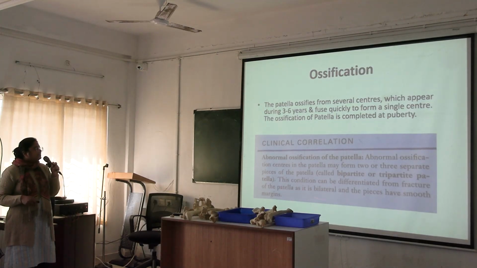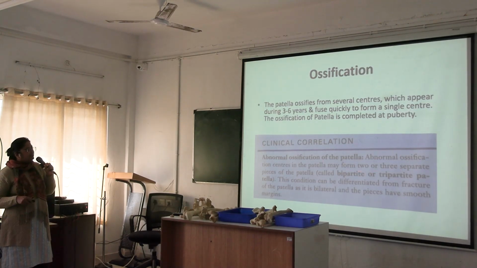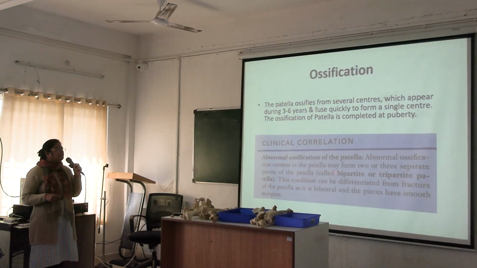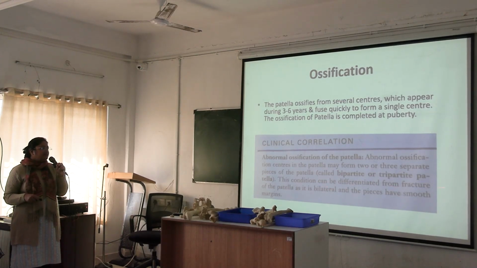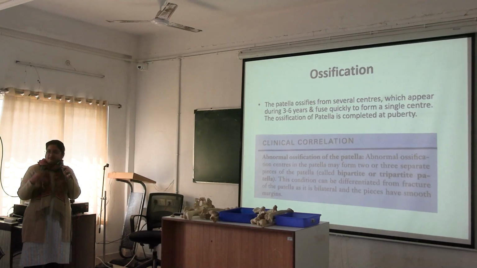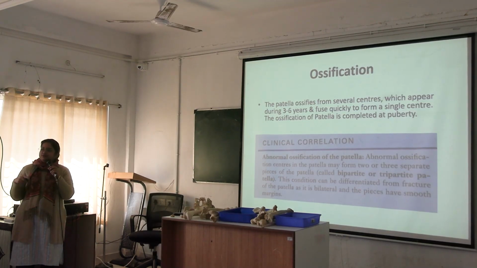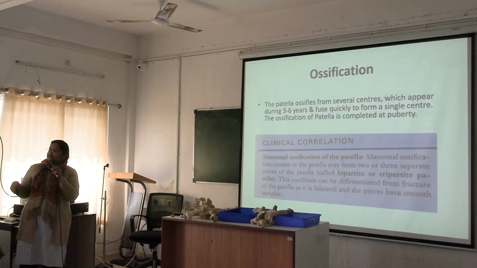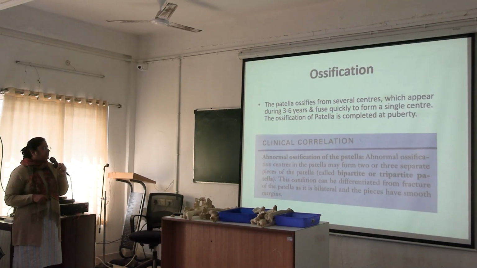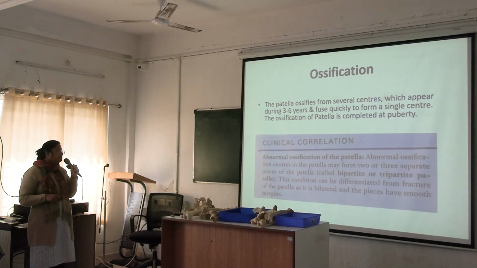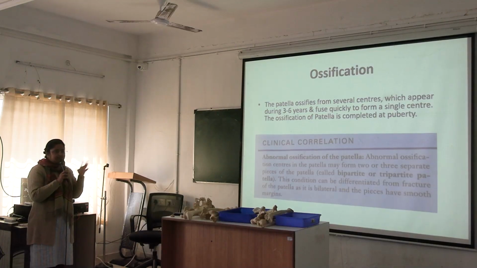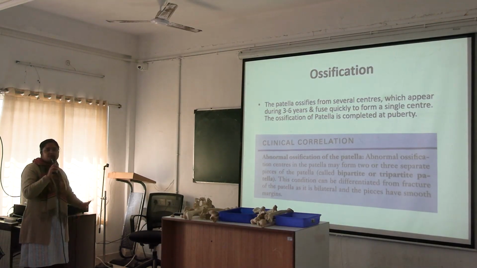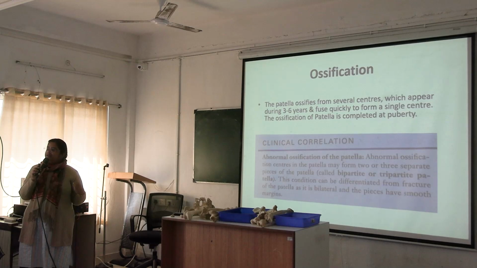Next, some clinical aspects. Abnormal ossification of the patella. Abnormal ossification centers in the patella may form 2 or 3 separate pieces of patella called bipartite or tripartite patella. That means these multiple centers are formed, but they do not all fuse together. Some stay separate, forming separate bone, and this condition can be differentiated from fracture of patella as it is bilateral. The bipartite or tripartite condition is bilateral, and the pieces have smooth margins. In case of fracture, there will be rough margin.